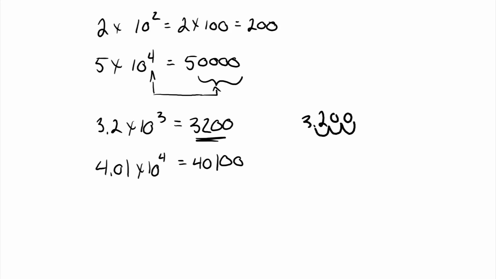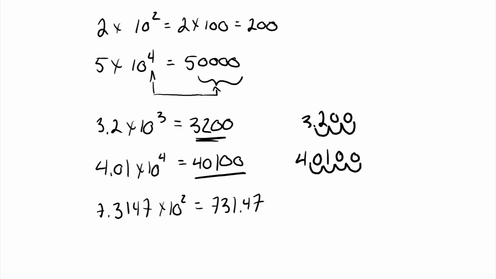Similarly, for 4.01, this time we've got an exponent of 4, so that tells us we're moving the decimal place 4 positions. With 4.01, we're going to move the decimal place 1, 2, 3, 4 positions, filling in the extra spaces with zeros. So our final answer is 40,100.